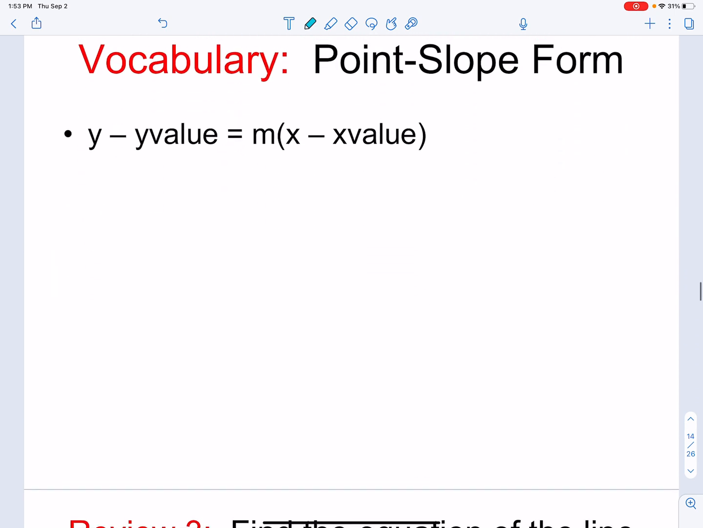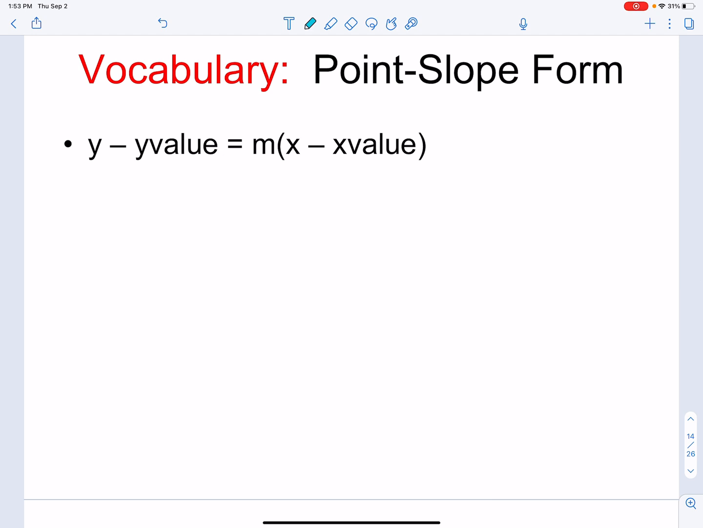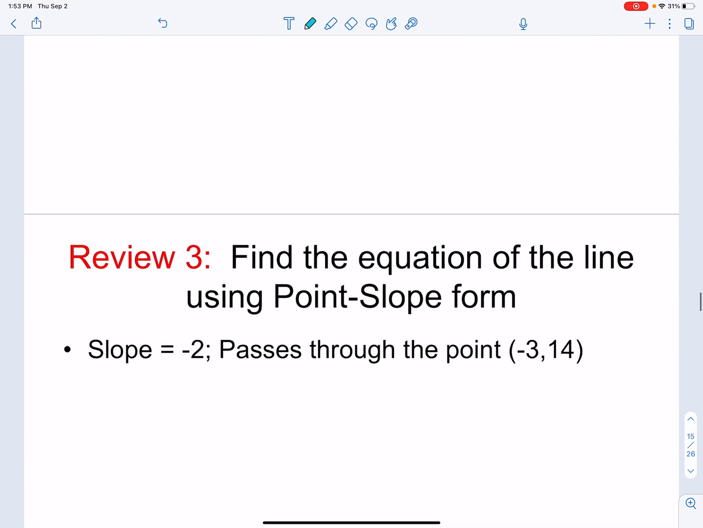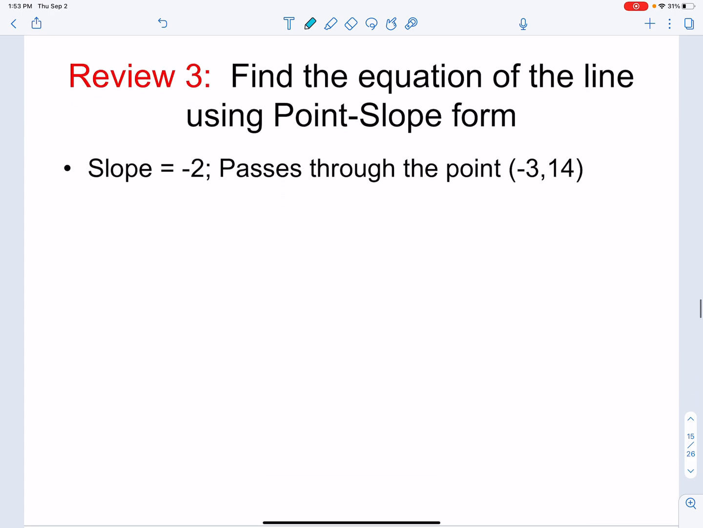Okay, the other way to do it is to use point slope form. That means you take the point and you put it in. So it's y minus the y value equals m times x minus the x value. Get this written down in your notes. And if you notice, this is the exact same example we did. So I'm going to do y minus the y value equals m times x minus the x value.